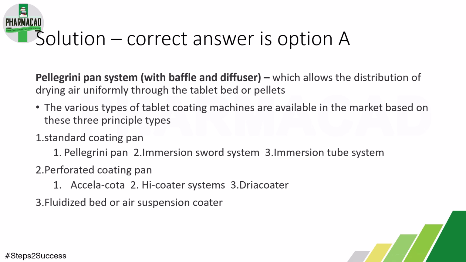First one is the standard coating pan. So Pellegrini pan is a type of standard coating pan. Here the modification is done to get a better quality of tablet, to get better manufacturing. We have modified it into the immersion sword system and immersion tube system. The second one is the perforated coating pan, which includes Accela coater, High coater system, dry coater, etc. And the third one is the fluidized bed or air suspension coater. So for coating we need equipment, and here is the list of equipment required for the coating.